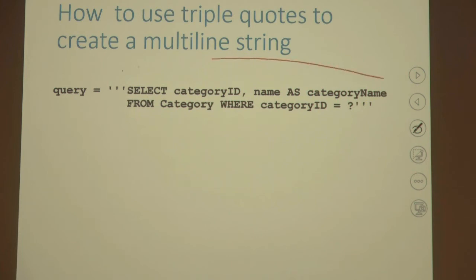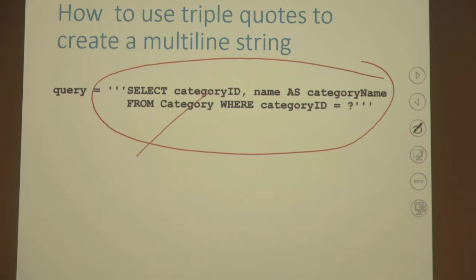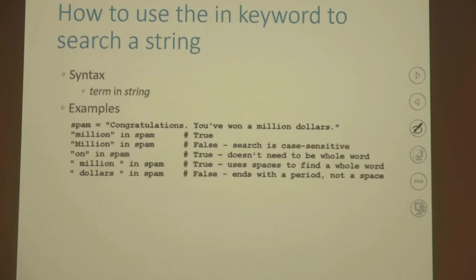So in here, for example, query. Why do I need to use a query? Has anybody done database before? Database goes in multiple lines, right? So if you need to write a database query in your Python code and it's multiple lines, where do you have to put it? With a triple quote. So select category ID, name as category name, from category, where category ID equals whatever, right? This is like a database SQL statement.